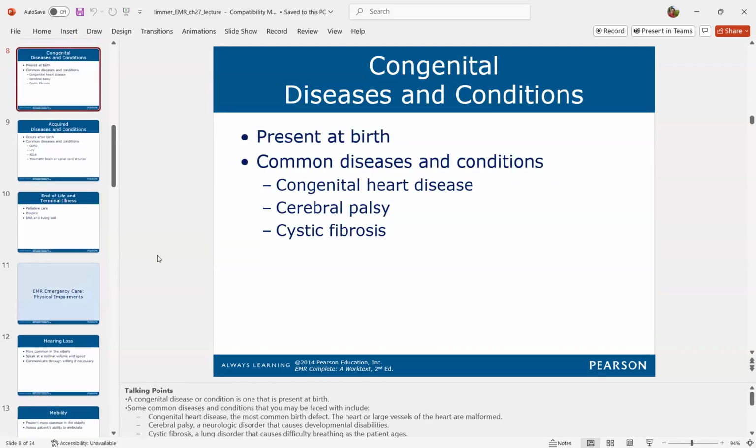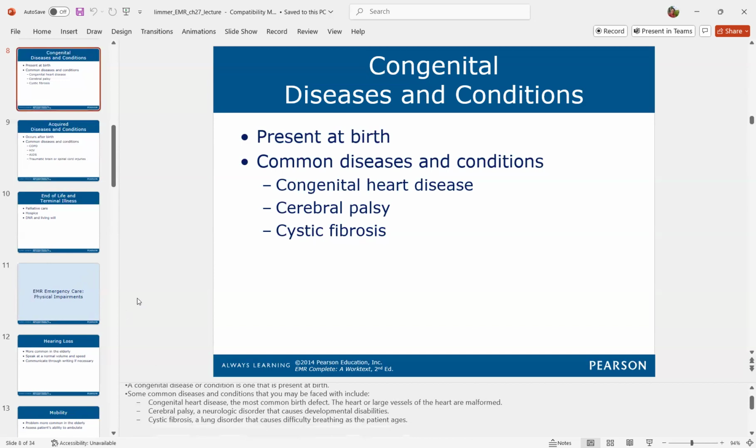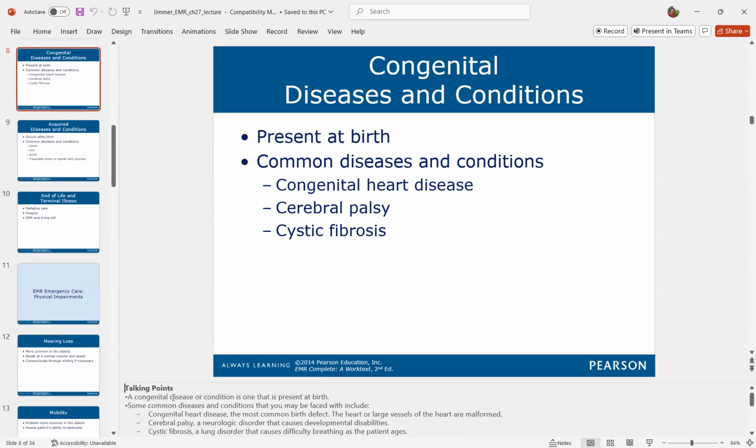So congenital diseases or conditions are those present at birth. Some common diseases and conditions that we may face include congenital heart disease. This is the most common birth defect. The heart and large vessels of the heart are malformed when they're born. Cerebral palsy is a neurological disorder that causes developmental disabilities. And cystic fibrosis is a lung disorder that causes difficulty breathing as the patient ages. So these are diseases that are present at birth in our patients.